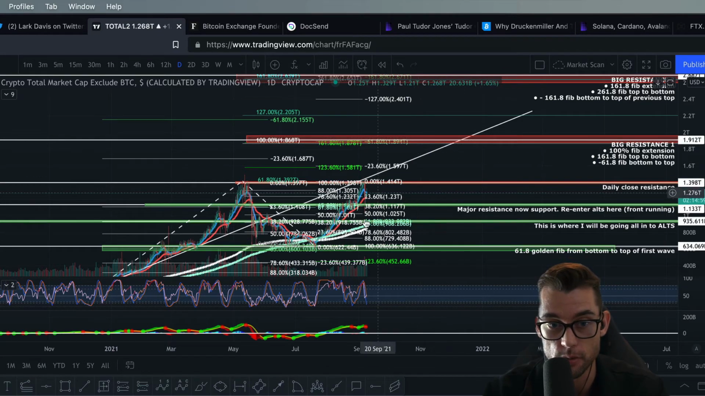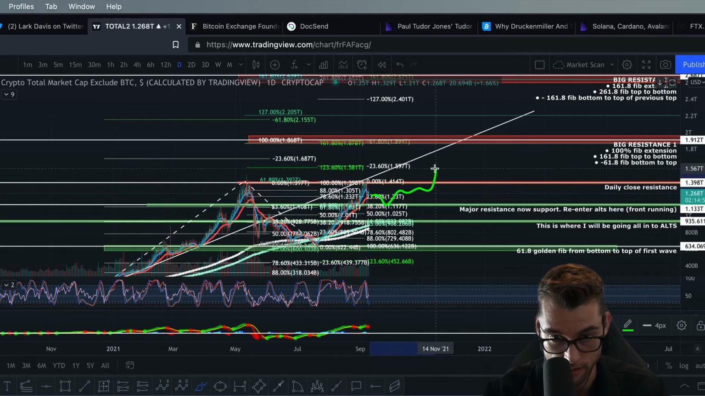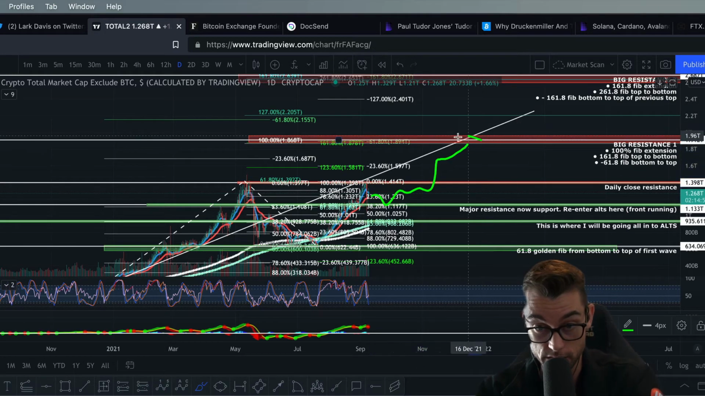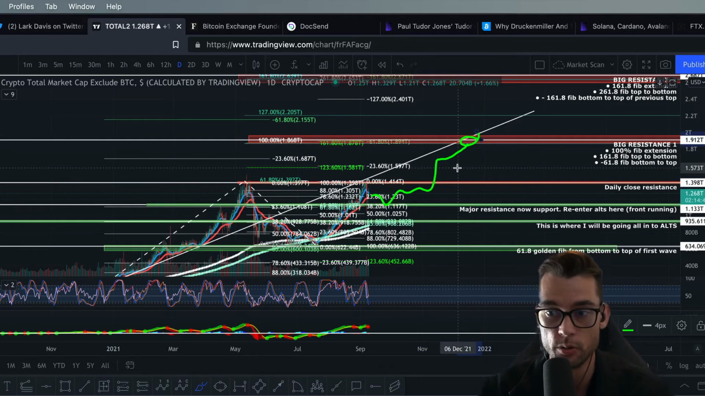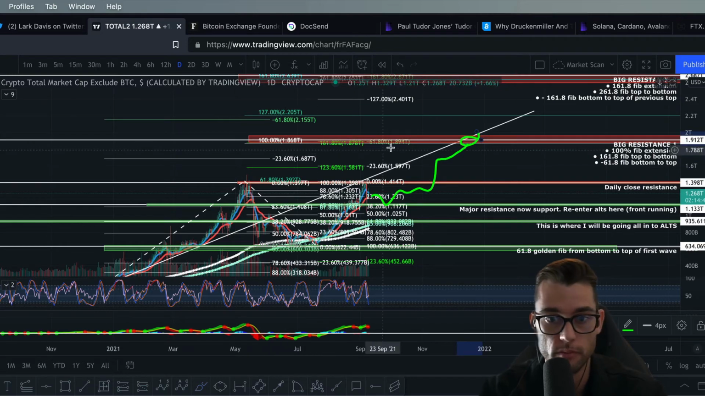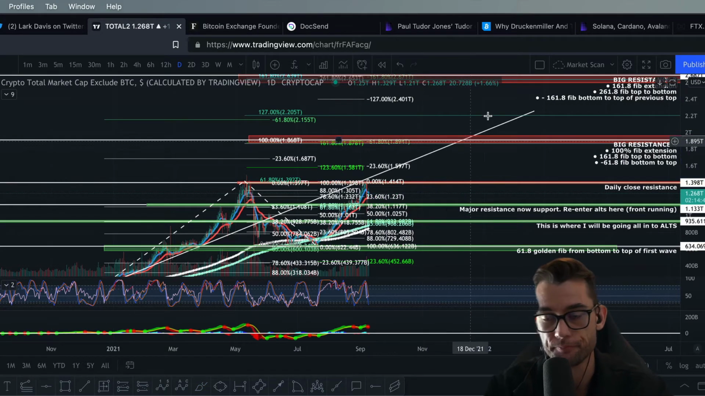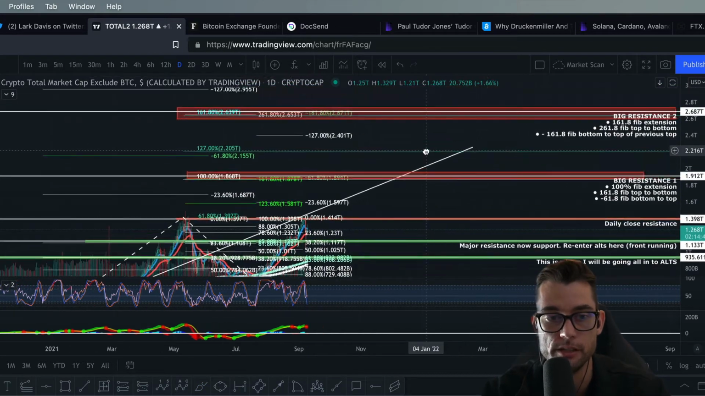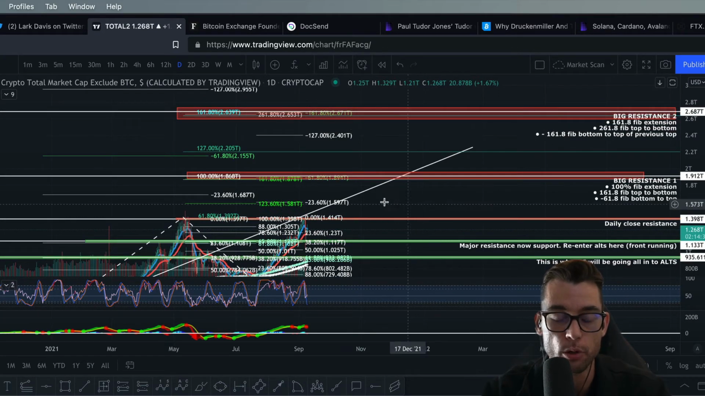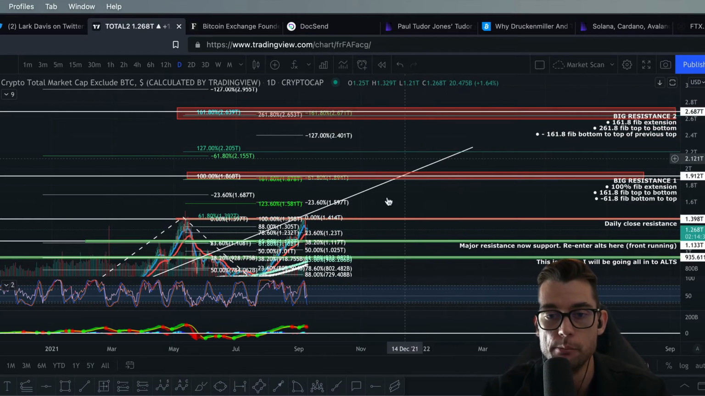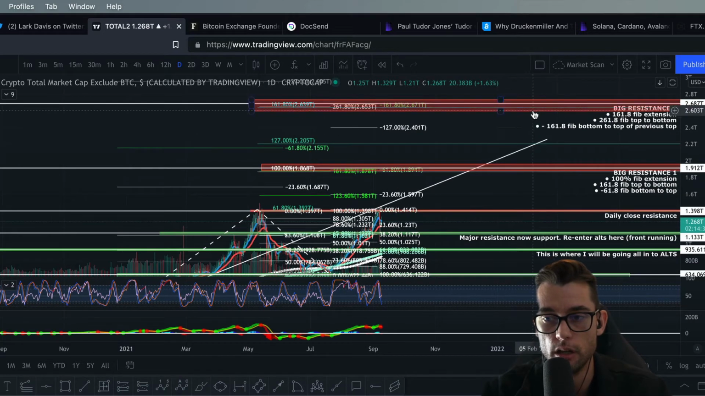So if the market does something like this and then it comes up and hits here, I'm going to take the majority of my profits right there. Next thing up is this right here. I will definitely rebuy, but I'll take a lot of profits here. And then I will sell most of my stuff right here as well.